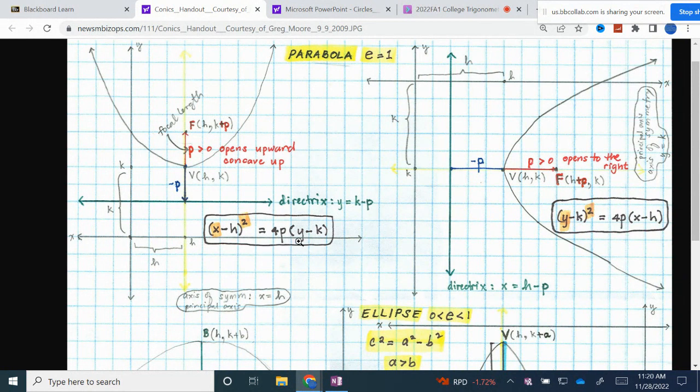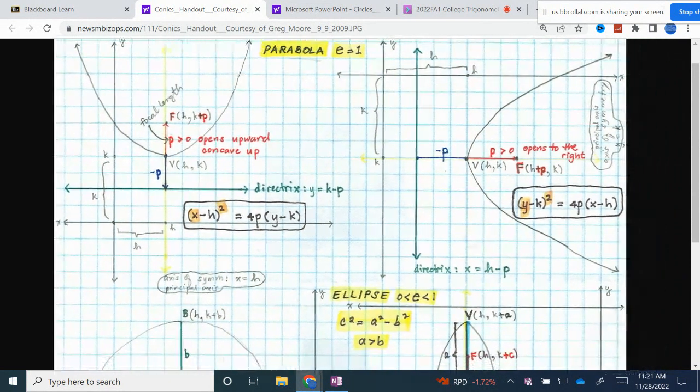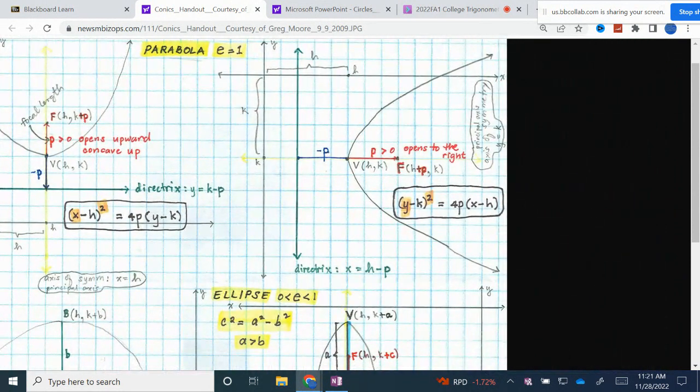The directrix is y is equal to k minus p. So we must take the y coordinate of our vertex minus p. We're actually going to use these in a second, but I want to just guide you on what's going on with our formulas.